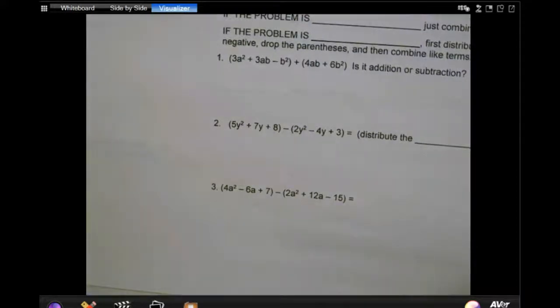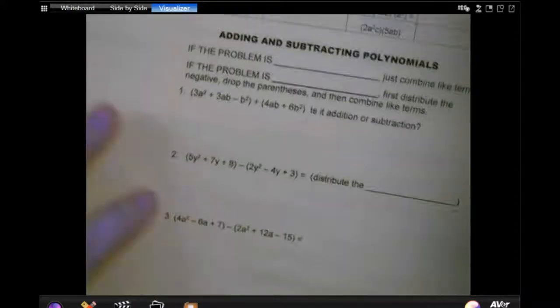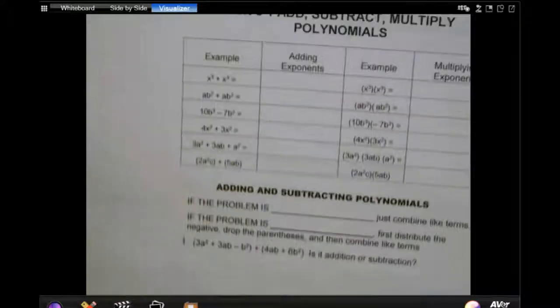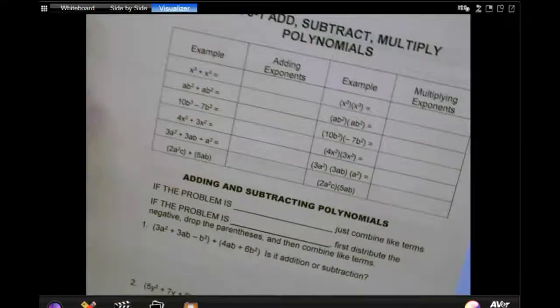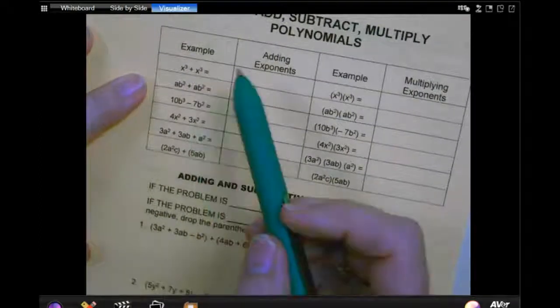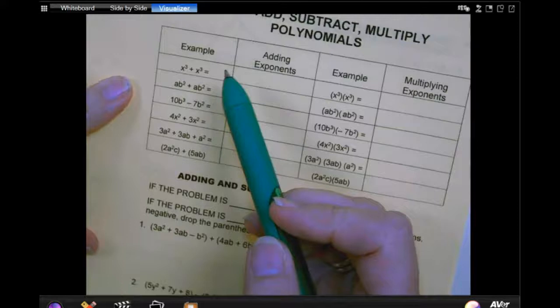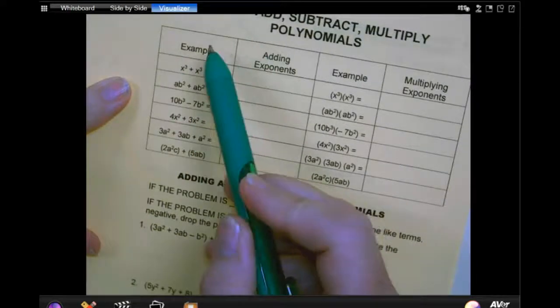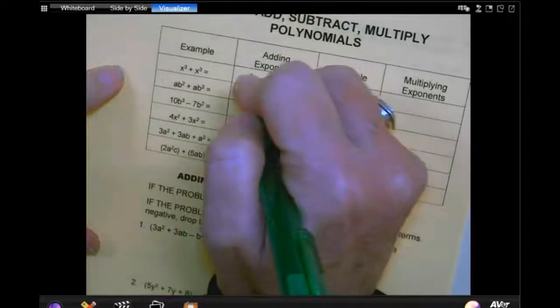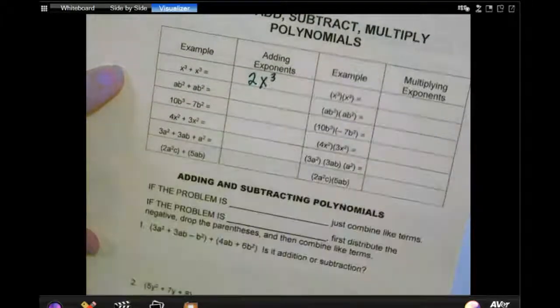Okay, so today we're going to add, subtract, and multiply polynomials. So I'm going to start with adding. So x to the third plus x to the third. When you add, you don't change the exponents. So I get 1x to the third plus 1x to the third is 2x to the third.